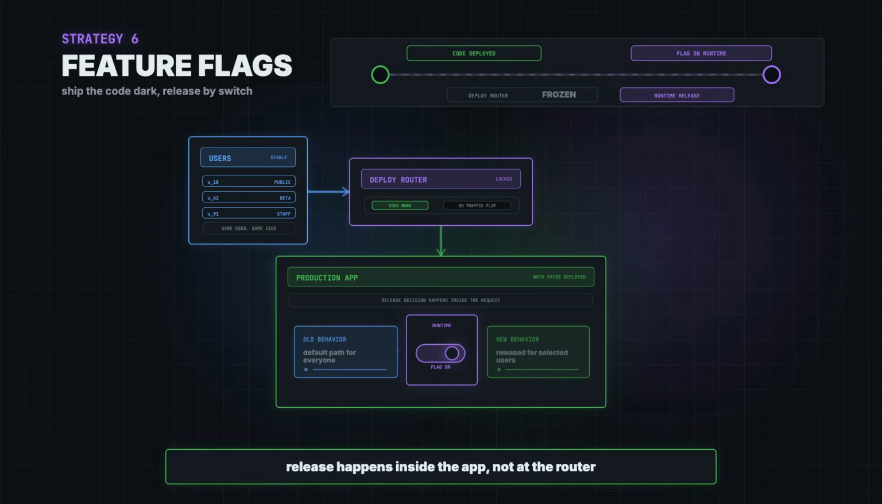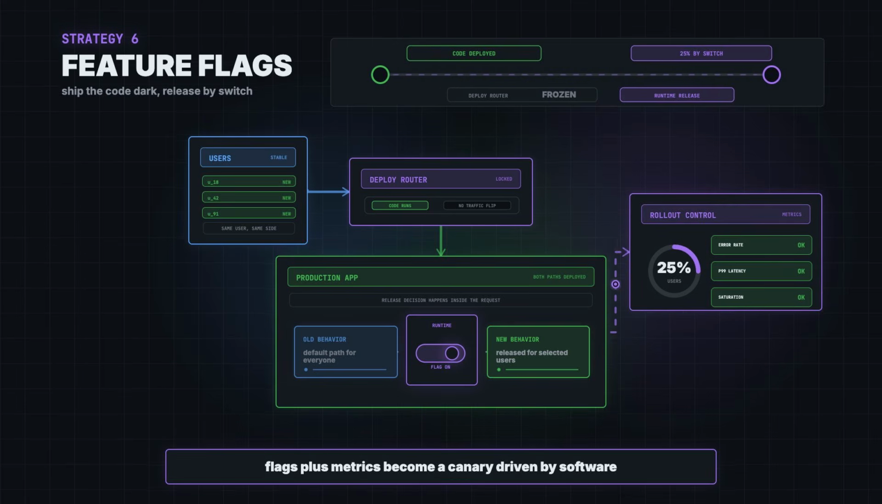The router still picks which pool serves a request, while the flag decides whether the new behavior runs for a user, evaluated in the app per request with no reroute. You bucket users consistently, so a user stays on the same side every request and never jumps between old and new. Turn the flag on for a small random slice, watch your metric, then give it to more users. That makes flags plus metrics progressive delivery, a canary you drive from one switch. Flags come in a few flavors with different lifespans.